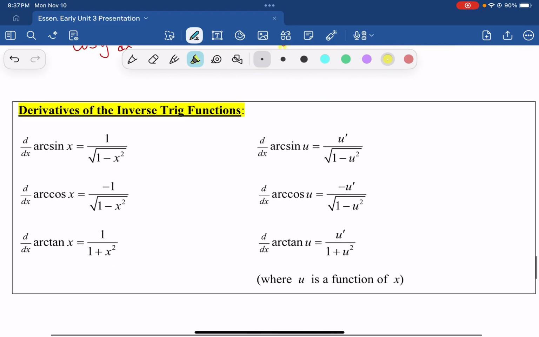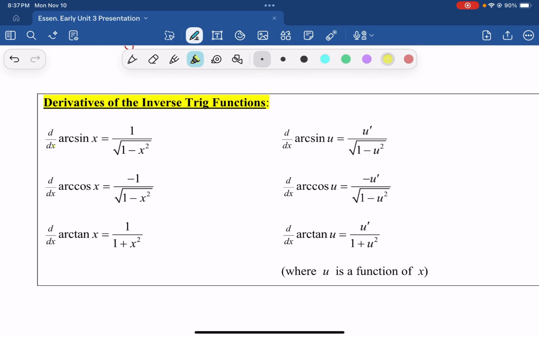Okay, and we can see in this table, we've got the derivative of arcsine, the derivative of arccosine, which is negative 1 over the square root of 1 minus x squared. We've got the derivative of arctangent of x, which is 1 over 1 plus x squared. Okay, we also have it using our chain rules here, right, with our u's, where that u is a function of x.